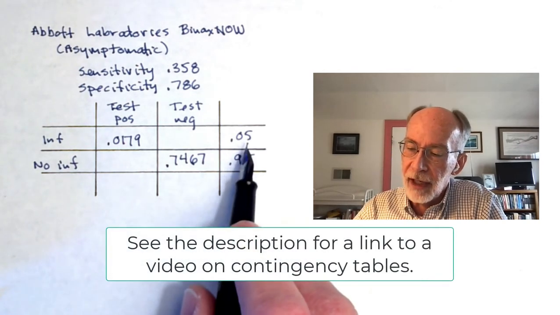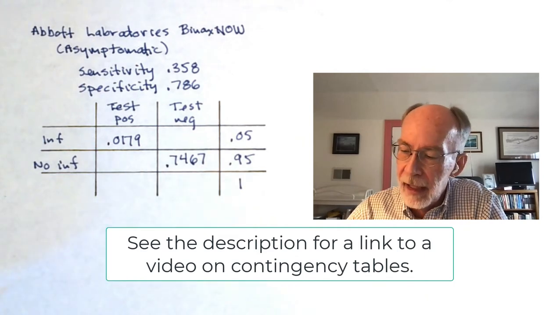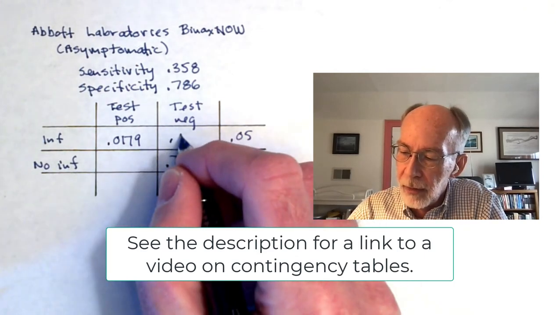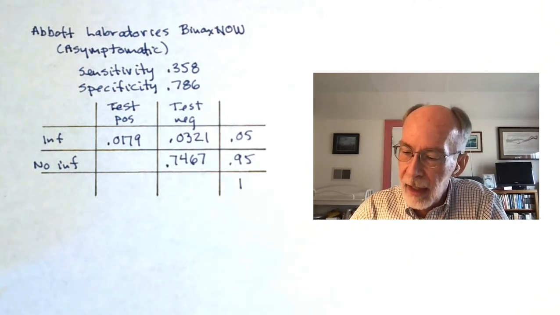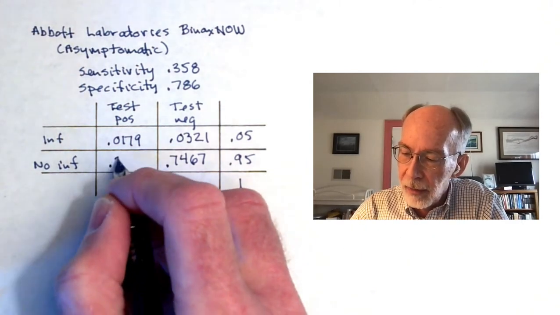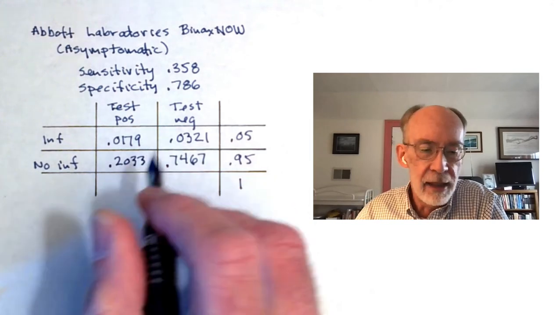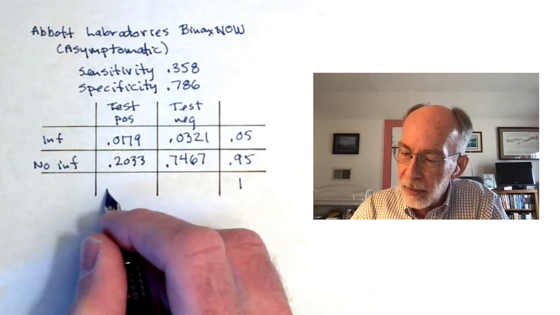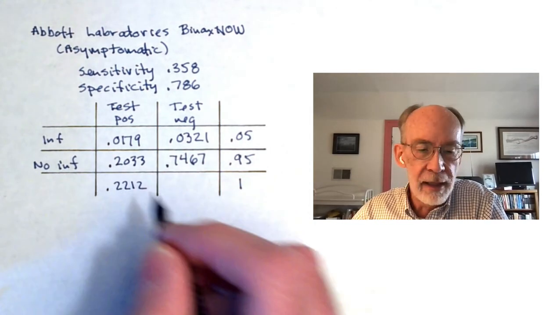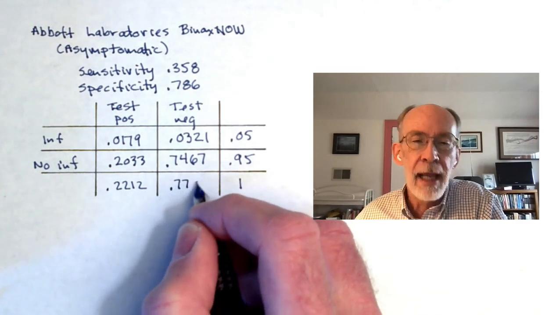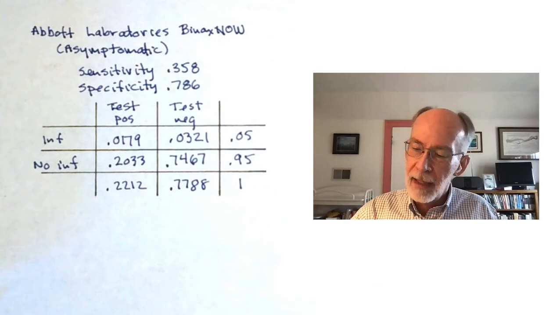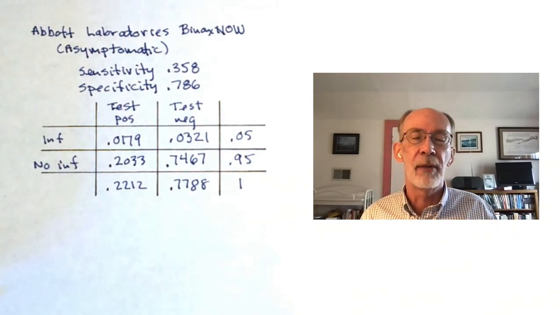So 0.05 minus 0.0179 happens to be 0.0321, and 0.95 minus 0.7467 happens to be 0.2033. And if I add these up, I get 0.2212. And if I add these up, I get 0.7788. And as a little check, I can add these two values and they should sum to 1, and indeed they do.